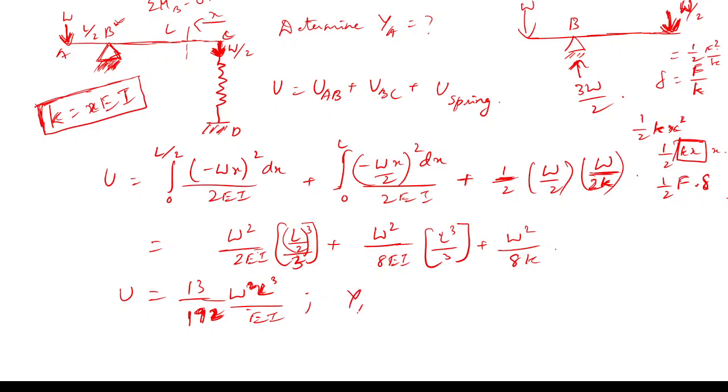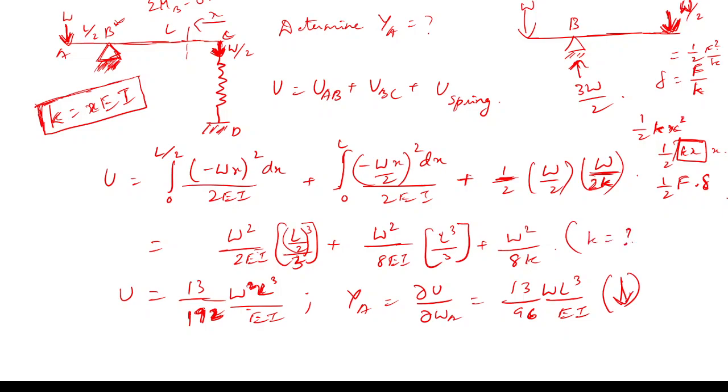So if I want the deflection at point A, it should be dou U by dou W A. So partially differentiating, you will be getting 32 by 96 WL cube divided by EI, and the direction is downwards. In the next class, I will say what this expression is. Please remind me. Maybe I have to solve this again and find out what value of K I am getting.